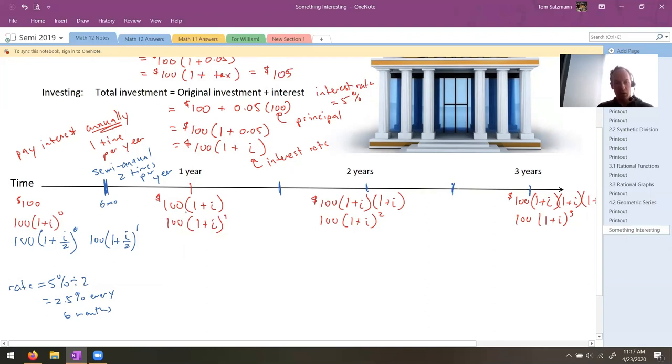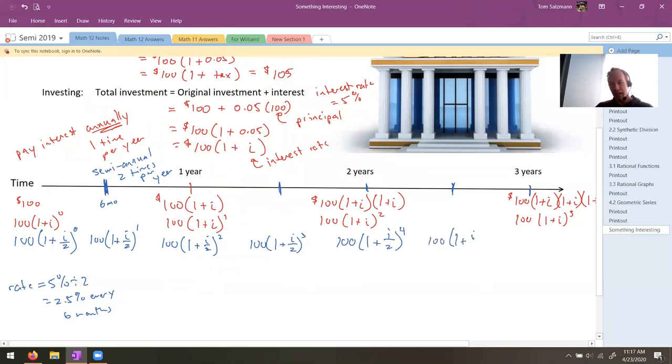And then after 1 year or 12 months, you're going to have that same amount, and they're going to multiply it by the growth factor a second time. So this is going to be 1 plus I over 2 to the power of 2, and then here it's going to be 100 times 1 plus I over 2 to the power of 3, and so on. So you can kind of see what's going to happen here. In general, whoopsie doodle, I'm getting carried away here. It's still I over 2, right? You're still getting 2.5%, but the exponent's growing.